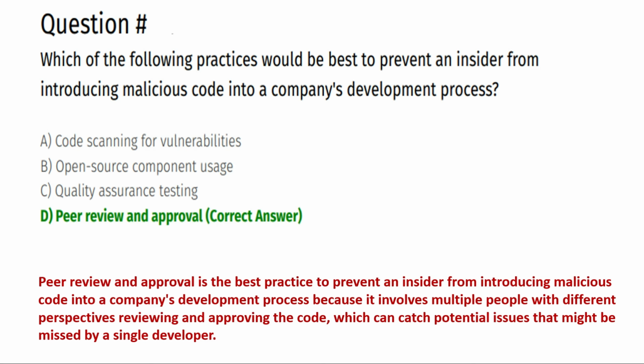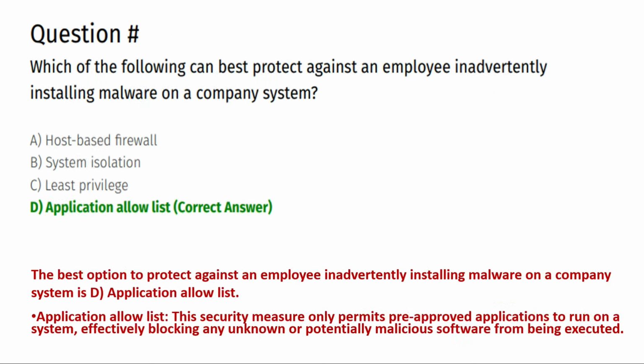So let's check the explanation. Peer review and approval is the best practice to prevent an insider from introducing malicious code into a company's development process because it involves multiple people with different perspectives reviewing and approving the code, which can catch potential issues that might be missed by a single developer. So that's why the correct answer for this question is option D, peer review and approval. So let's move to the next question.